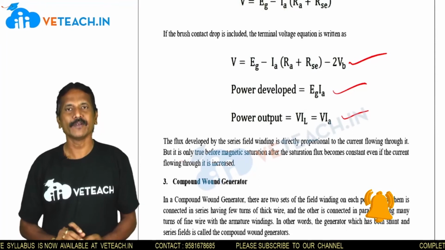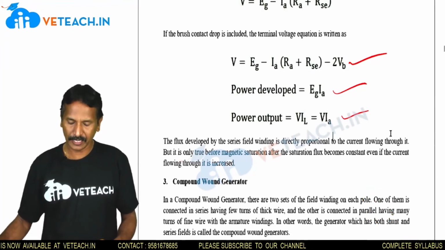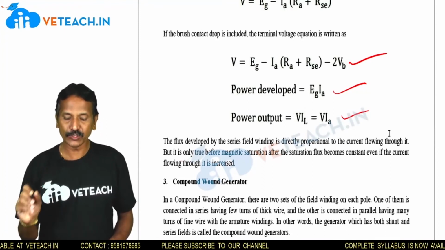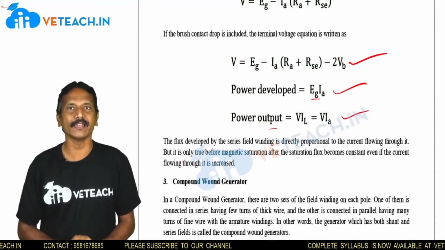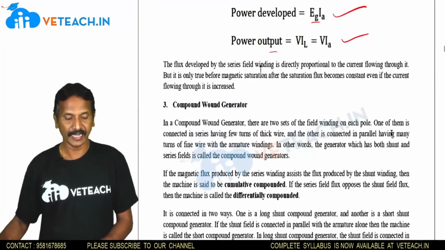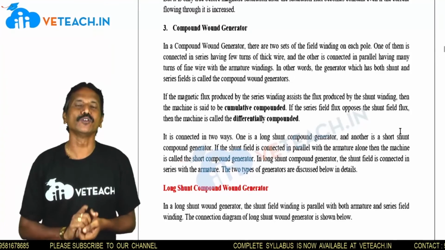Okay students, so when a problem is asked, not only the voltage but also if power is asked, then you have to write this. Power developed is EG into IA, power output is V into IL. Terminal voltage is with respect to the load current or armature current. Now the third one is the compound wound generator.